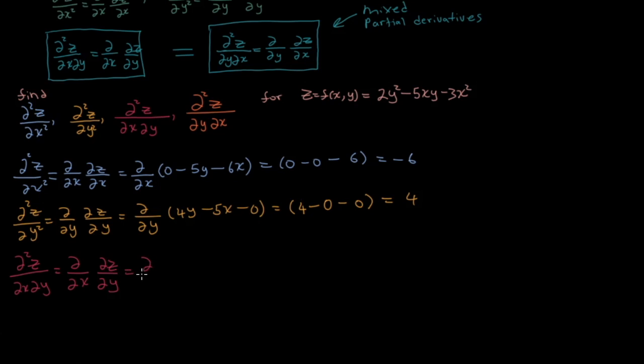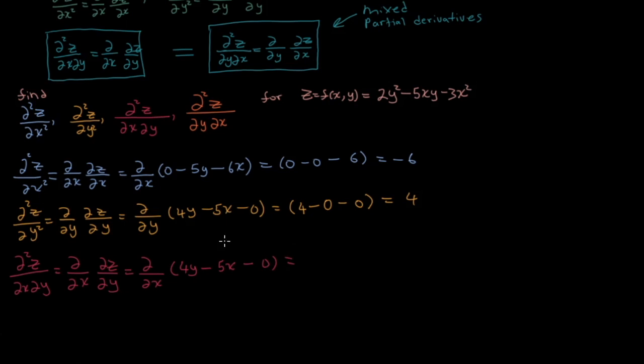Okay, so we're going to go dz by dy. So that'll be, and so if we differentiate this with respect to y, we get 4y minus, excuse me, 5x minus 0, just like before, just like this instance here.